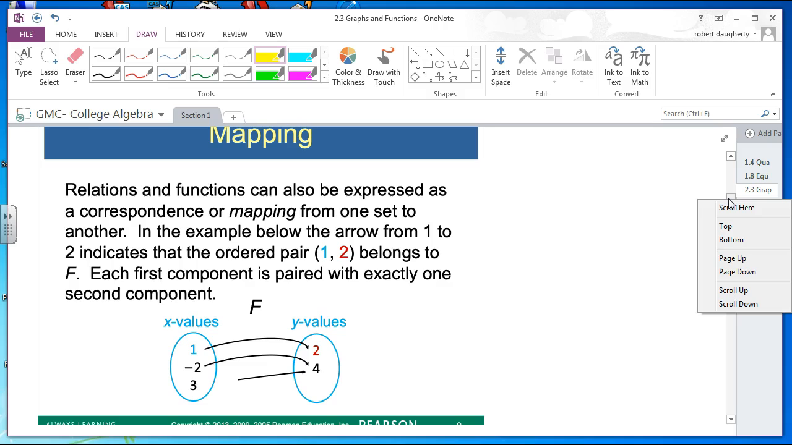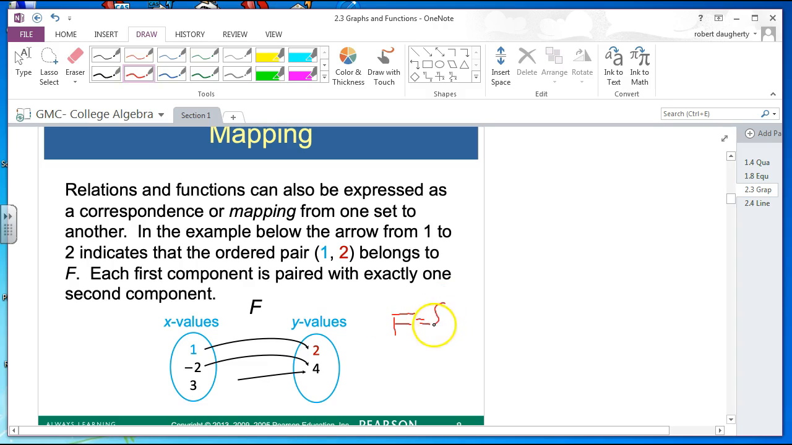Now we've seen those as ordered pairs. Another way to look at relations and functions, as we did a moment ago, is in terms of a mapping or a diagram. If you look at the example below, this is the equivalent of writing F equals the set of ordered pairs (1, 2), (-2, 4), and (3, 4). So it's the same as writing it that way.